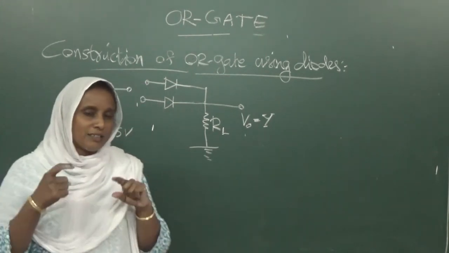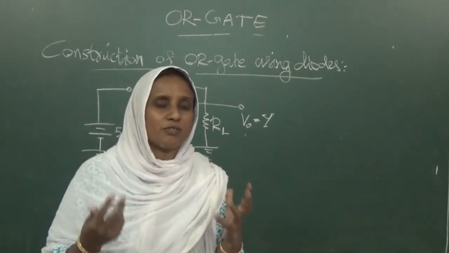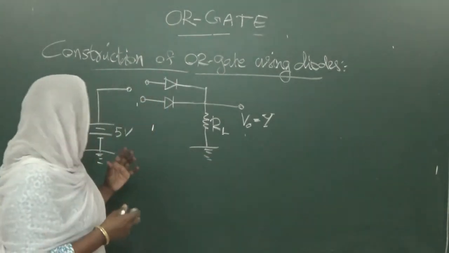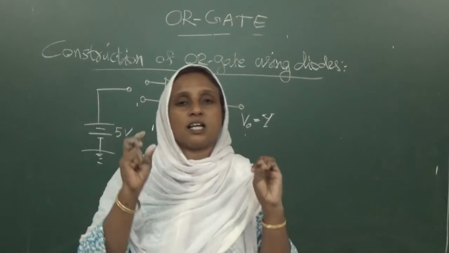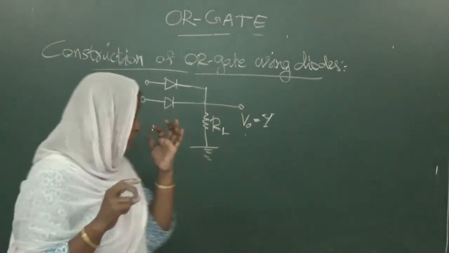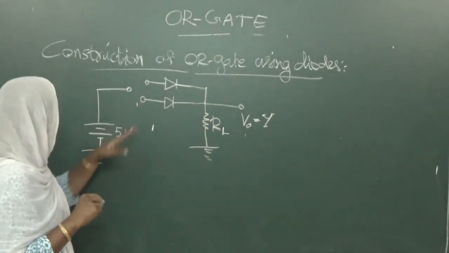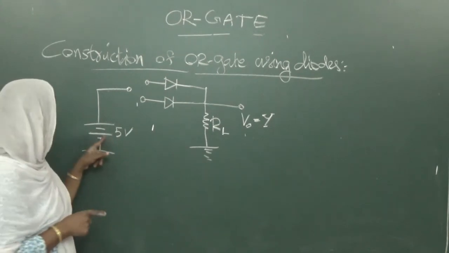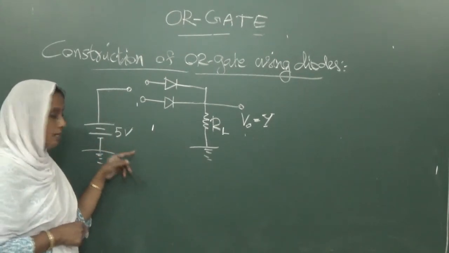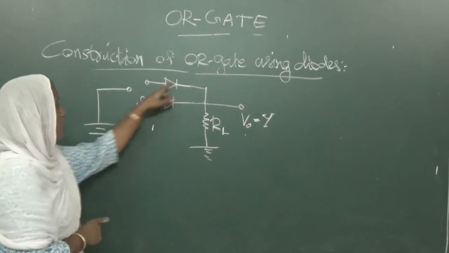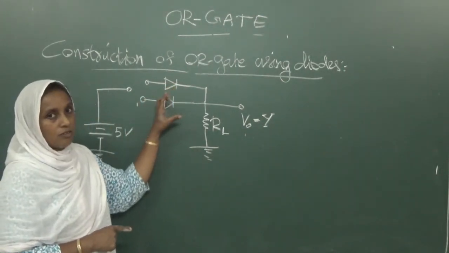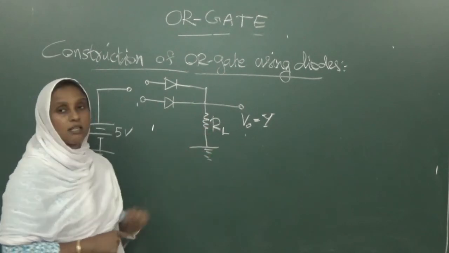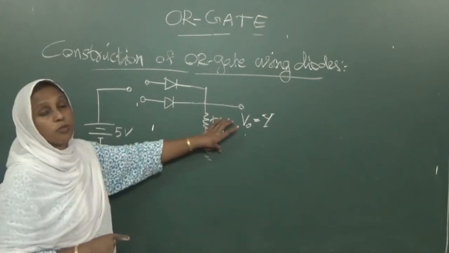Now we have to check if it is true what I have said here. We have to check whether the circuit just behaves like an OR gate. So now here there is a 5-volt cell. It is grounded, and there are two diodes. These diodes are connected in parallel, and there is a load resistor across which we measure the output.